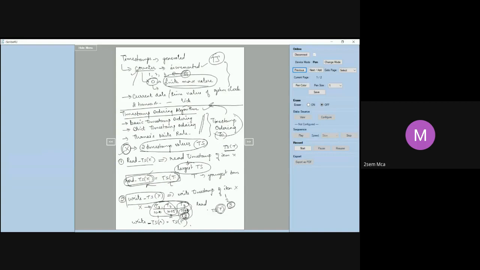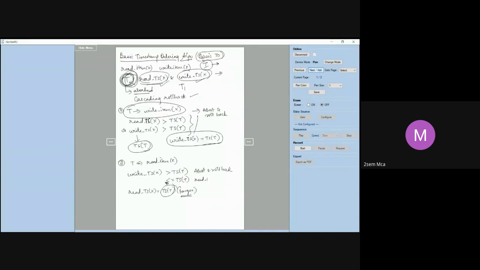Now, if a new transaction T wants to issue a read or a write operation on X, what should you do? You first compare the timestamp of this new transaction with the read and write TS of X. Read TS of X contains the largest timestamp, which is associated with the youngest transaction.